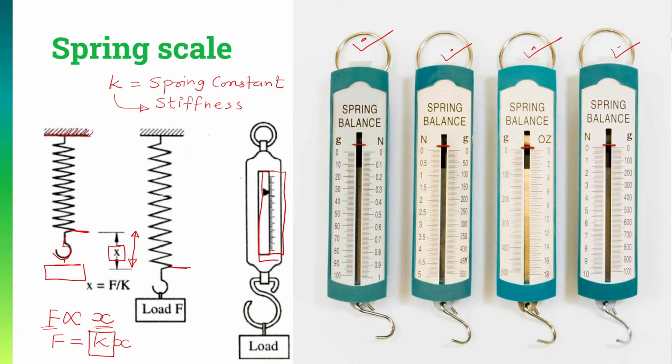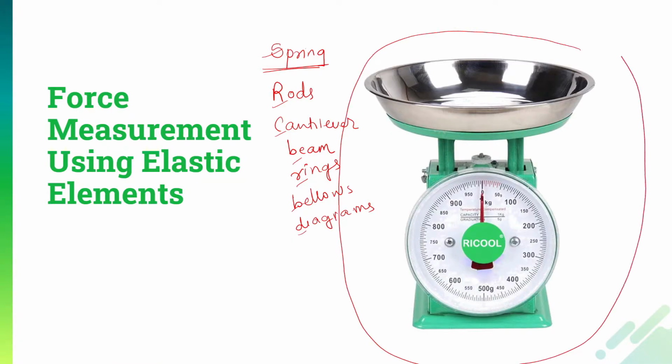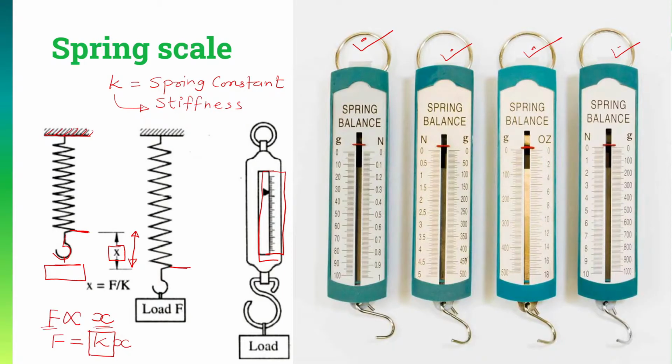Other than that, spiral scales or spiral springs are also used as a spring scale, which is available over here. You can see this is one of the best examples where the spiral scale is used as a spring scale. So this is the first variety where we are using the elastic member, a spring, for measurement of the forces in an indirect way.